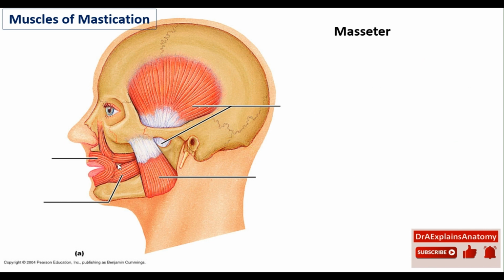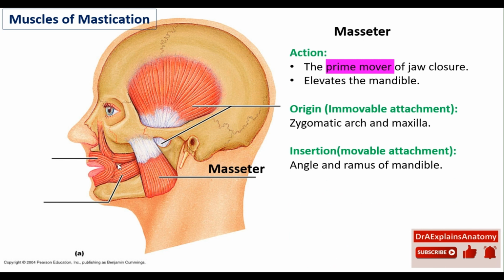Moving to the fourth muscle, the masseter muscle. The masseter muscle is one of the muscles of mastication. This is the masseter muscle right here. The action, it is the prime mover muscle of jaw closure. It elevates the mandible. So it traps around the angle of the mandible.